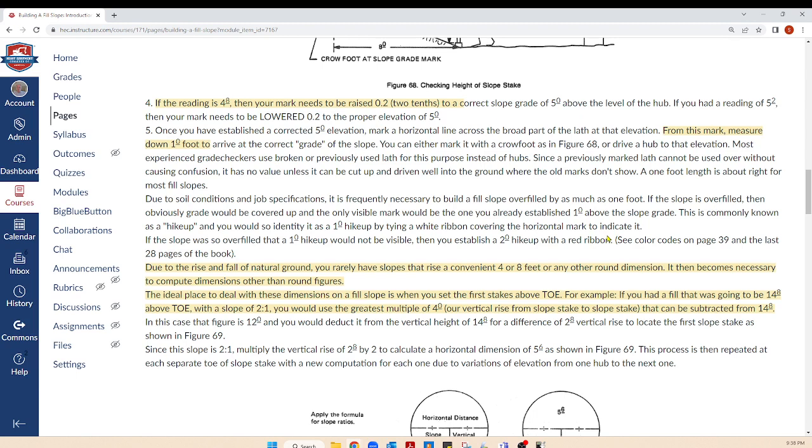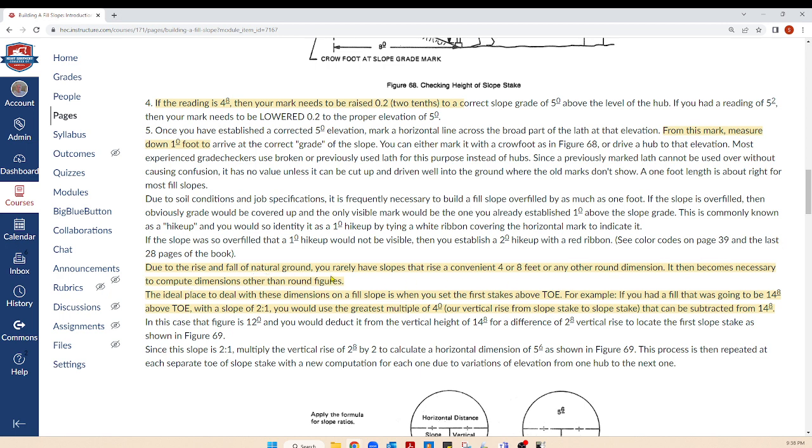White is a 1 foot boot. Red is a 2 foot. So see the color codes. We'll get to those. Probably not during this session.